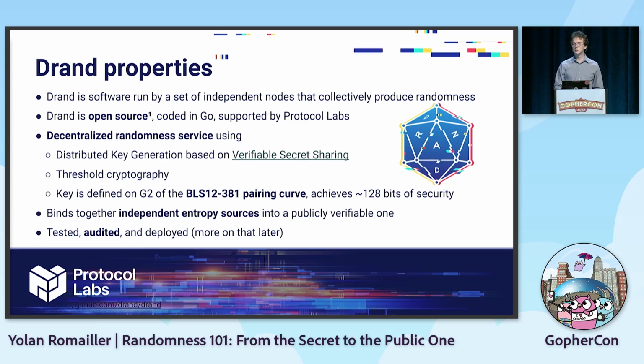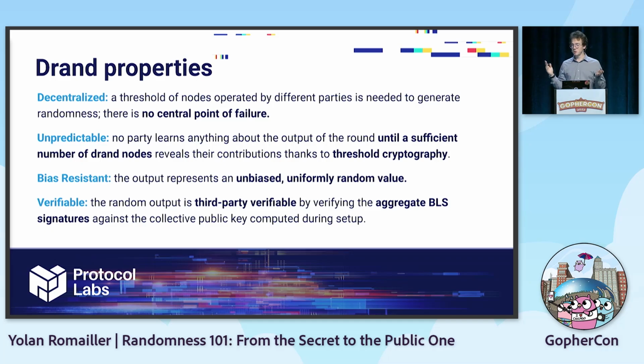And so drand was written in Go in 2017, 2018 at a university in Switzerland. And it's using pretty cool stuff on the crypto side. So we've got distributed key generation, we've got BLS signatures, and so on. And it is checking all the boxes we might want to have for a public verifiable source of randomness. It's decentralized, so no single party or central point of failure. It's unpredictable because you need to control the threshold of the network to be able to predict anything, which is quite difficult to do in practice. It is bias resistant, so it's producing unbiased and uniformly random values. And it's verifiable because you can verify it's been produced as it should by the group.